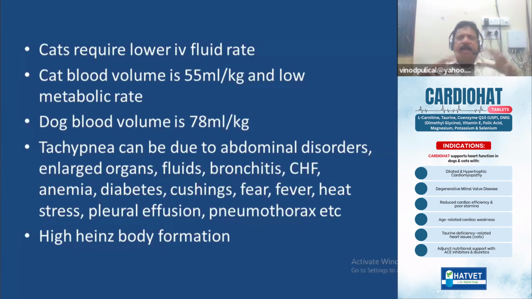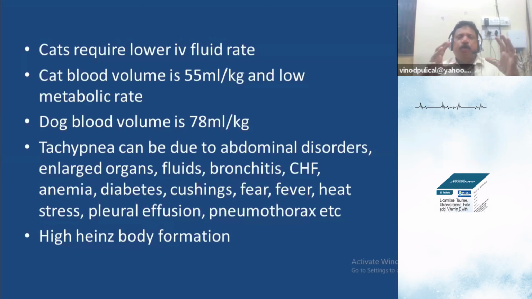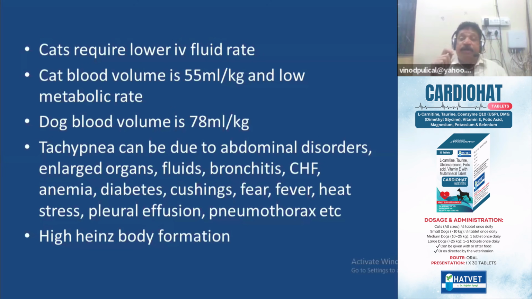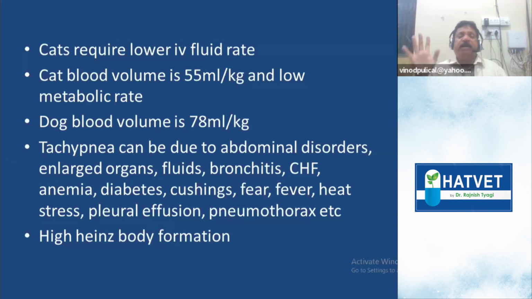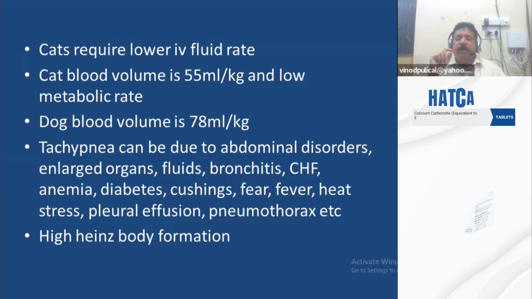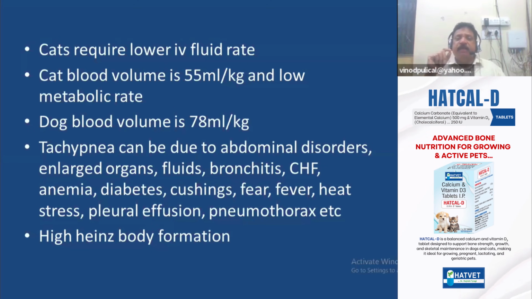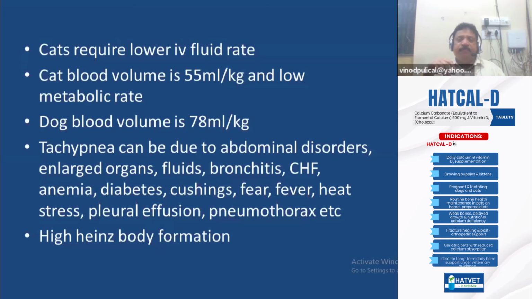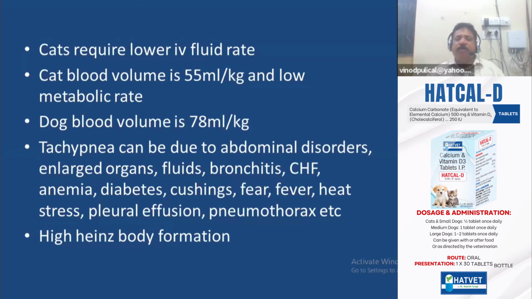And cats, unlike dogs, require a lower IV fluid rate. If you give a cat very fast IV fluids, the cat can die immediately. This has happened several times. So it should be very slow. The drip rate should be very slow in the cat. It should be 2 drops in 1 second maximum, nothing more than that. Because a cat's blood volume is only 55 ml per kg. So for a 3 kg cat it comes to around 150 ml maximum. And for the dog, it is 78 ml per kg. We know how much it is.